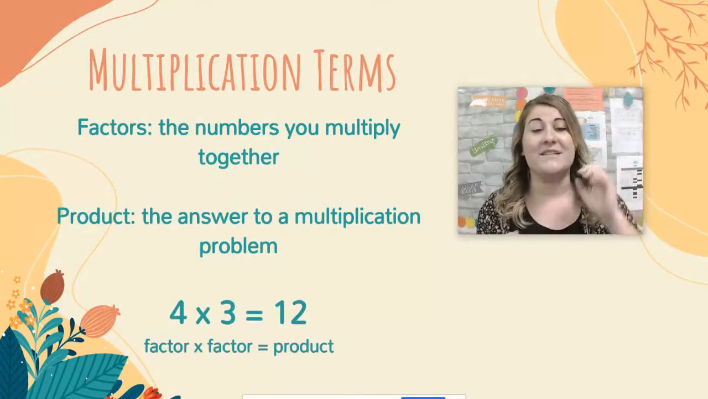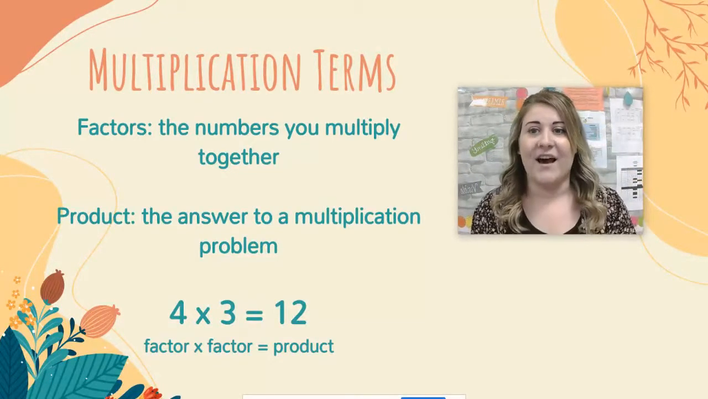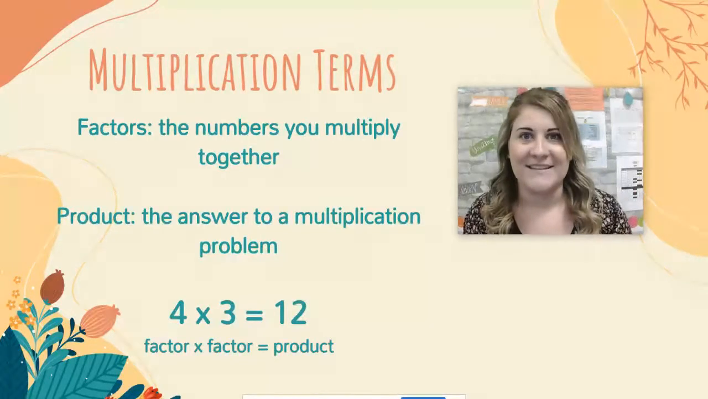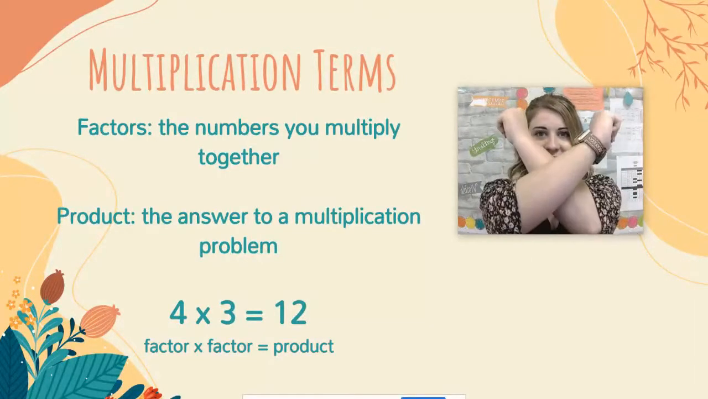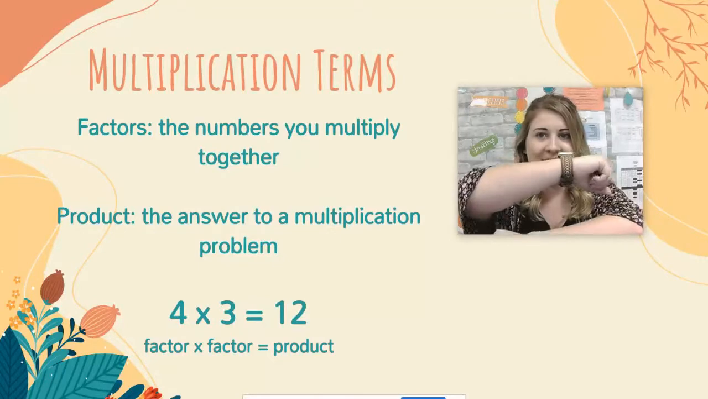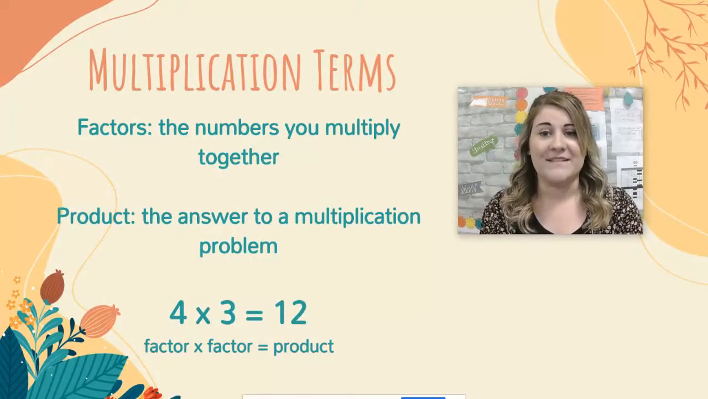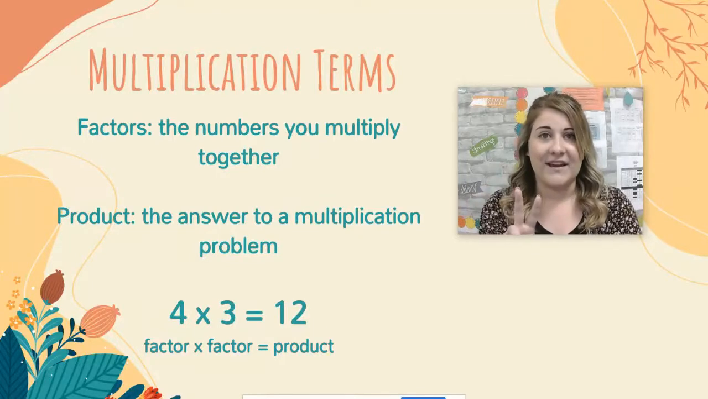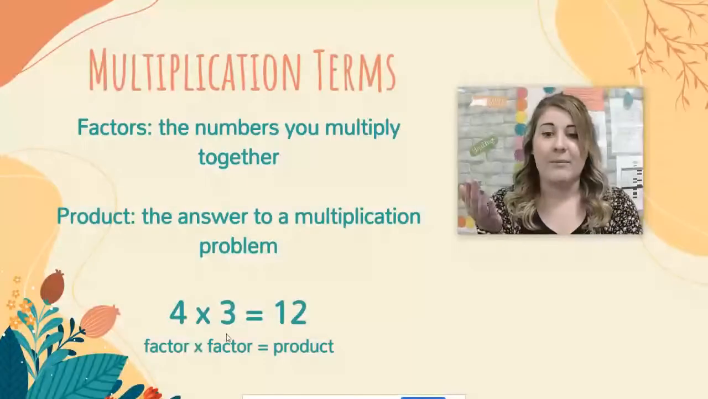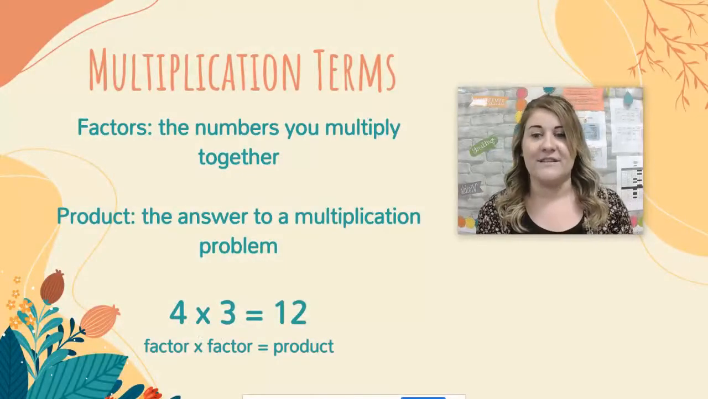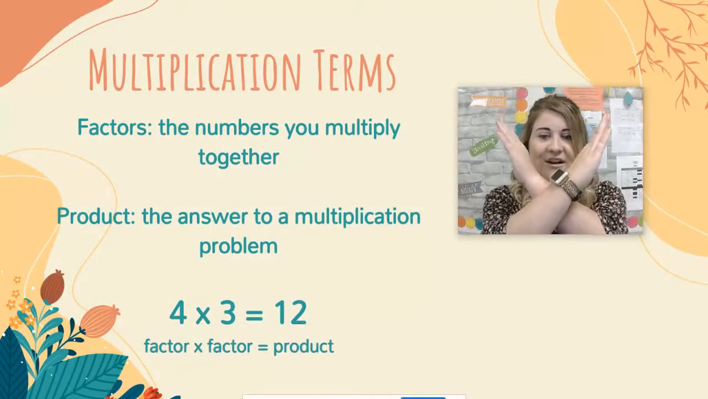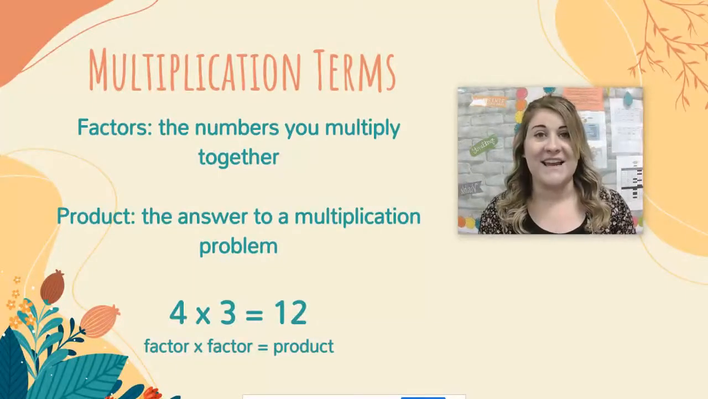So our chant is going to be just like our adding chant. Instead of an addend plus an addend equals a sum, it's going to be a factor times a factor equals a product, okay? A factor is one of those numbers that you multiply together. You have to have at least 2 factors to make a multiplication problem. If you see there, the 4 and the 3 are both factors. So our chant goes, a factor times a factor. And then the product is the answer.